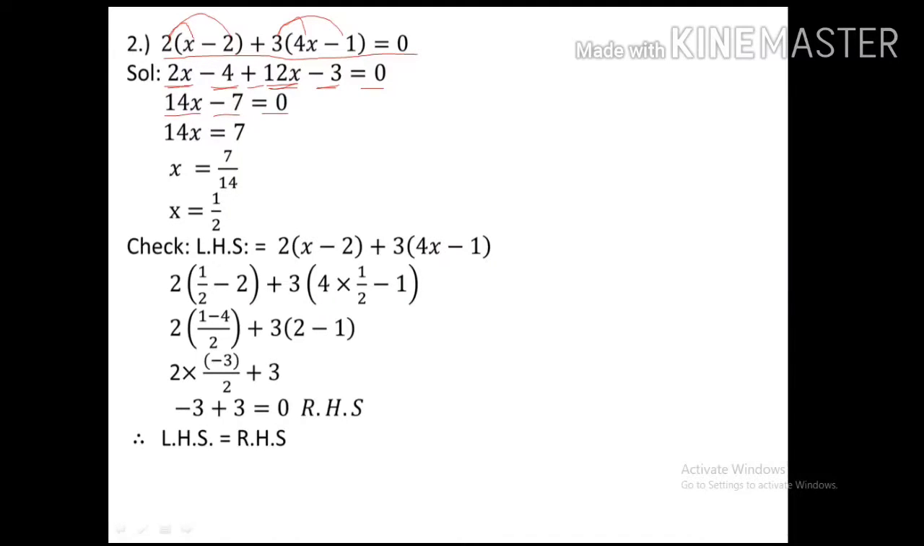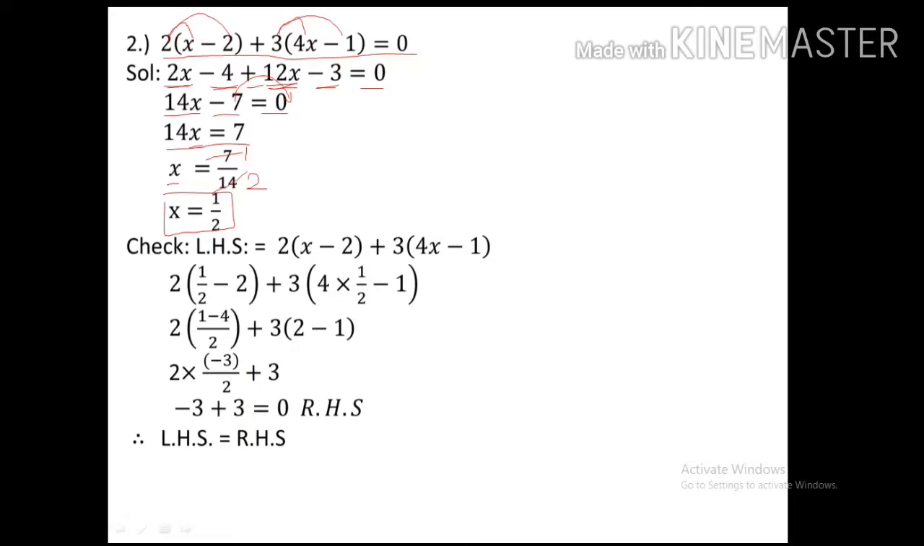Now this minus 7 is a constant, we transfer it to the right hand side. Now the sign will change, it will convert into a positive number. So the next step we write 14x equals 7. Now we have to find the value of x, so x equals 7 upon 14. Now 7 and 14 can be cancelled by 7: 7 once is 7, 7 twice is 14. So the value of x is 1 upon 2.